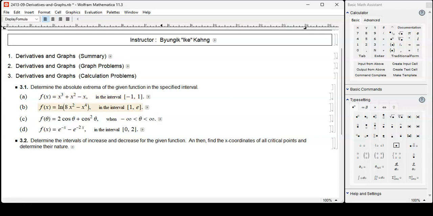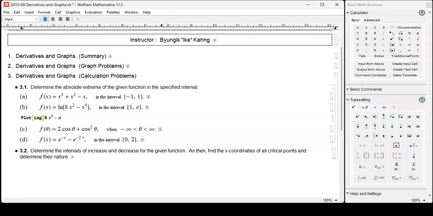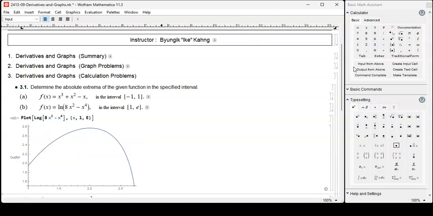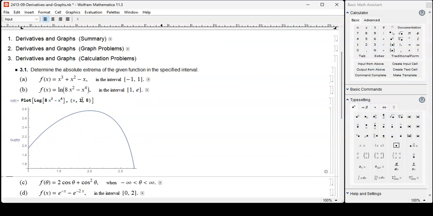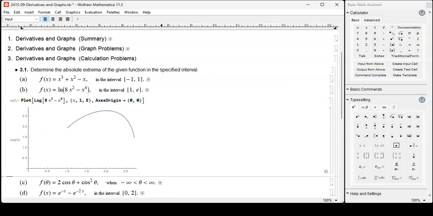How about the next example here? Well, okay, let's have a plot. Okay, that's a plot. And then x equals 1 here, and x equals e here. And this coordinate axis does not begin from 0. We have this kind of graph, but it's not as good as the previous graph.